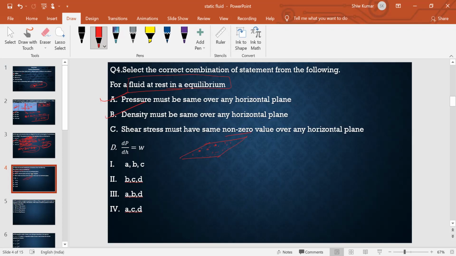No, option C is wrong because the shear stress should be 0, since the fluid is at rest. The D option is right: dP by dH is omega. So the correct options here are ABD, which means option C is the wrong one.